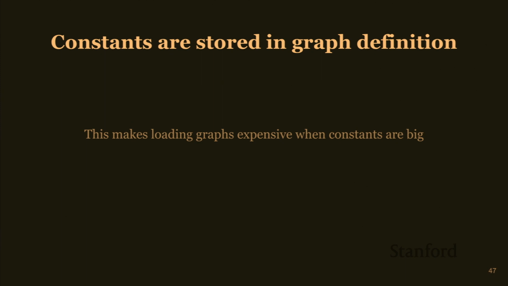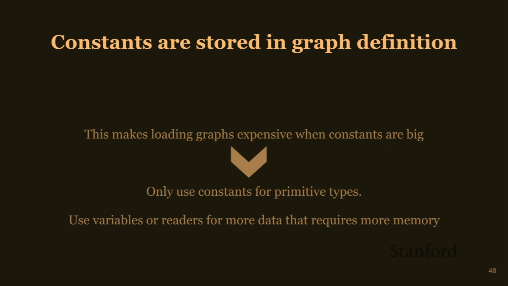It will cause the graph definition to be really slow every time you want to start a graph or reload the graph or something like that. So only use constants for primitive types like integers or floats. But when you have multi-dimensional tensors, then you should definitely use something not constant. In this case, it can be variables.